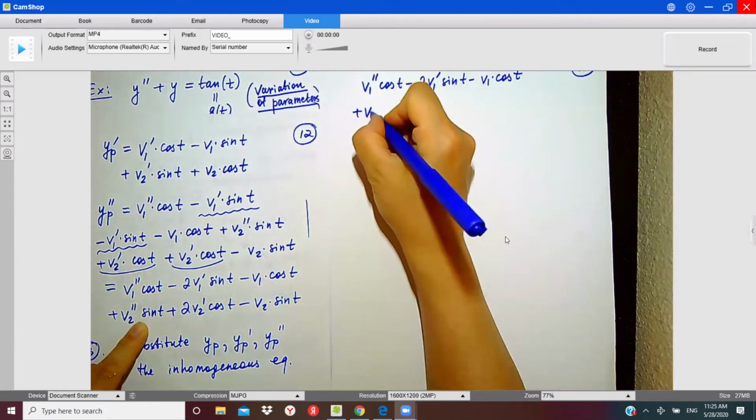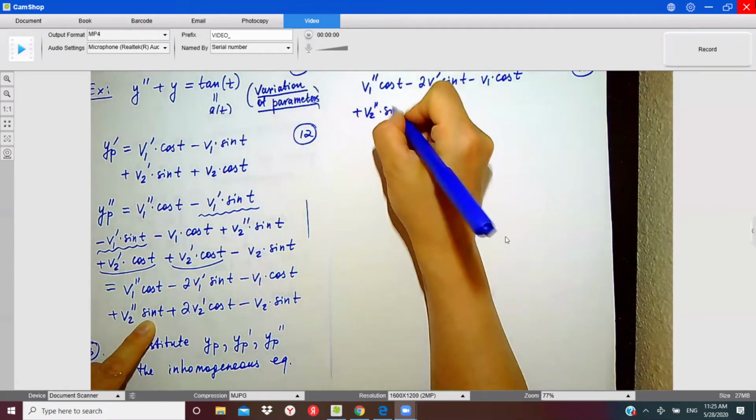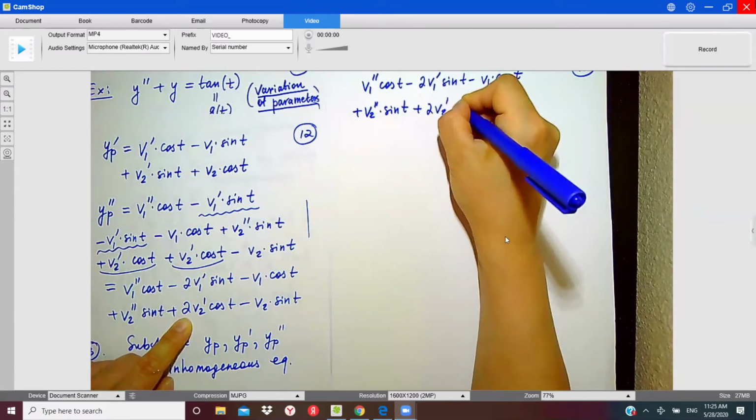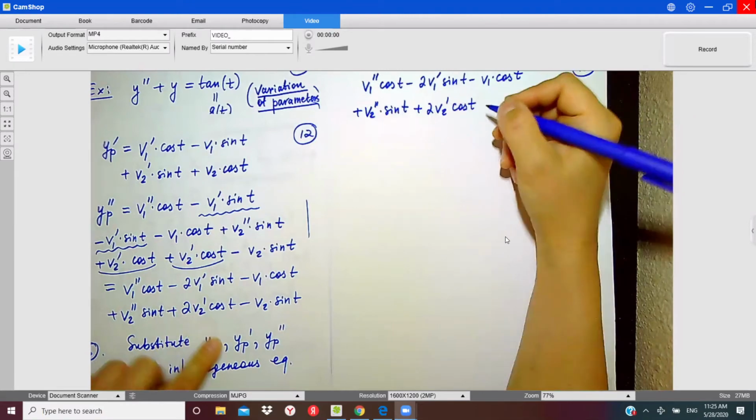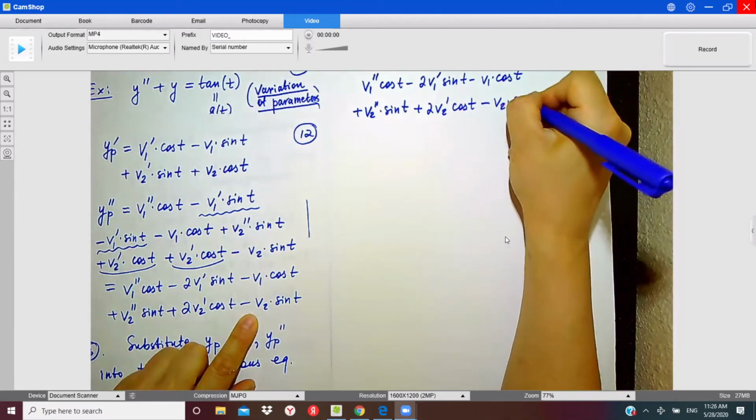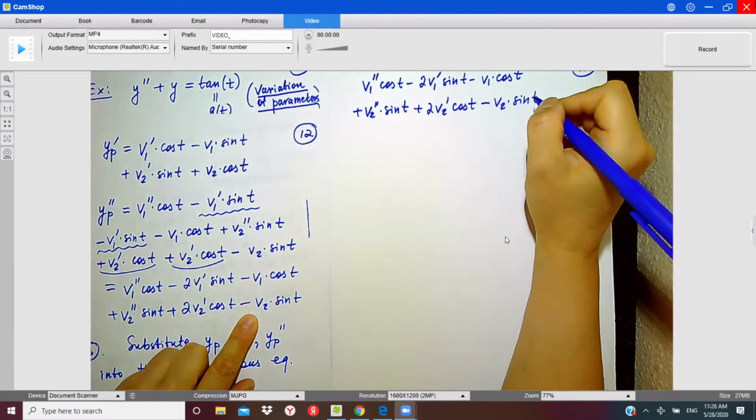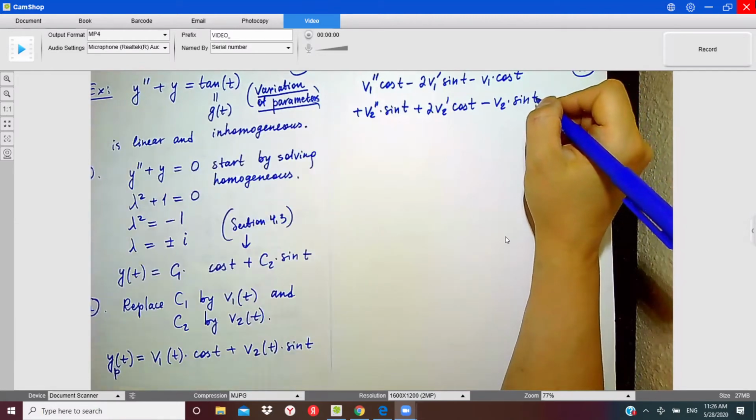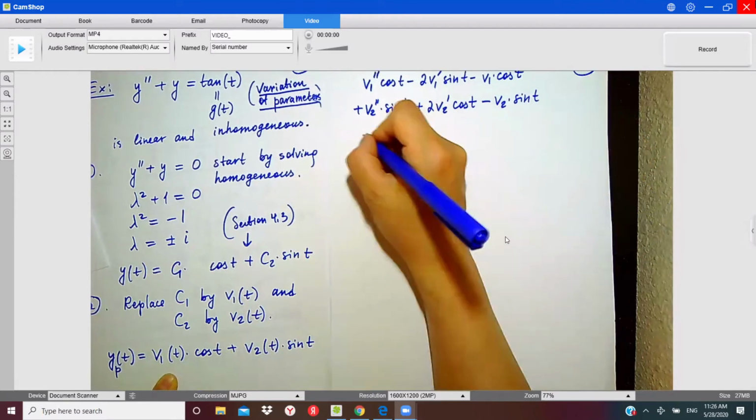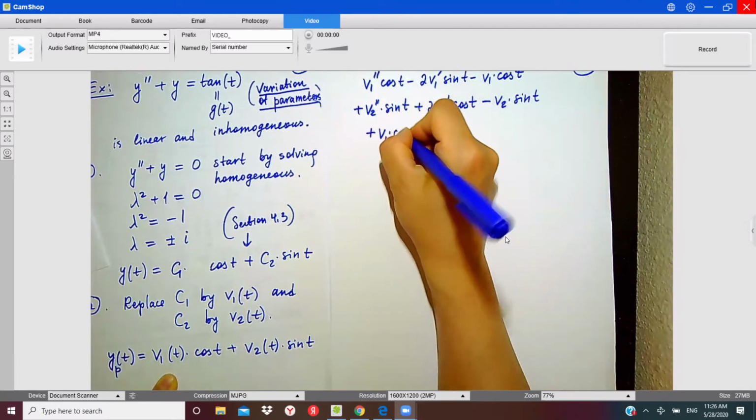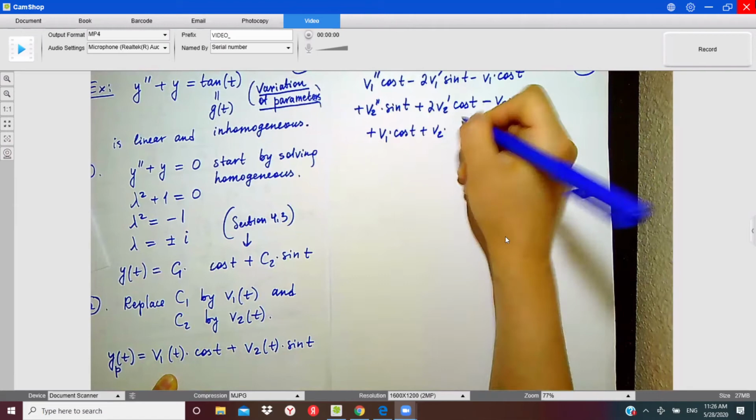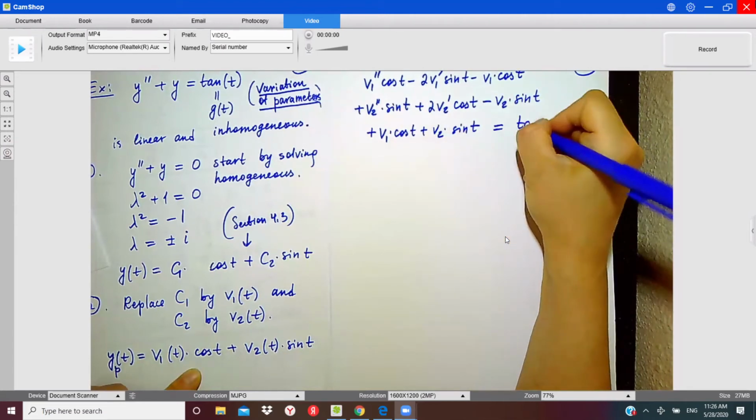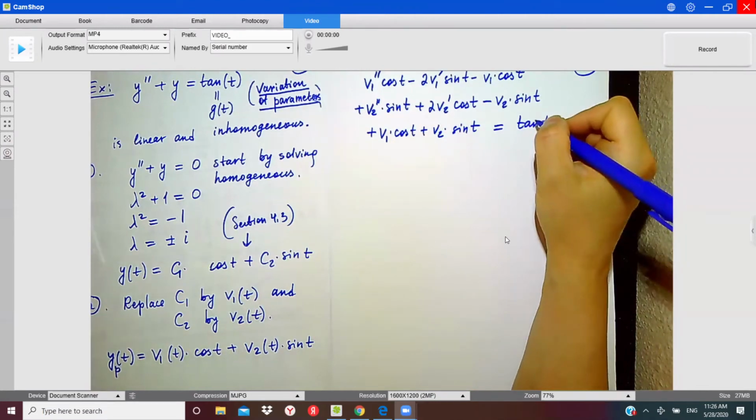Unfortunately, it's pretty tedious. However, there is a shortcut that we will discuss in a few moments. You don't have to do all of these every single time you use this method. So this is just the second derivative. Then you have to add y. So my y is over here. So I'm adding v sub 1 cosine t plus v sub 2 sine t. And on the right-hand side, we have our tangent of t, okay?